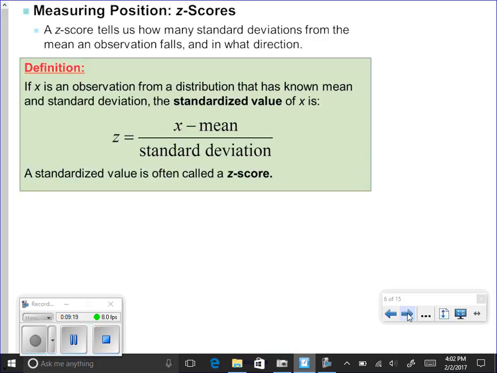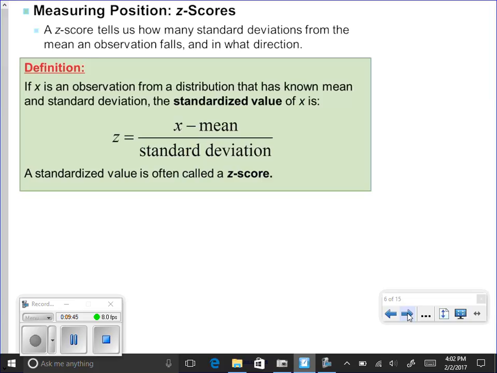So the next thing that describes position is called a z-score. And another term we use for this is the standardized value. So we're trying to see how many standard deviations above the mean or below the mean a value falls. So to calculate the z-score, we take x and we subtract the mean, and then we divide by the standard deviation.